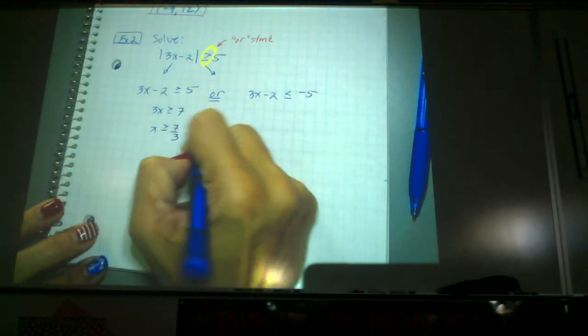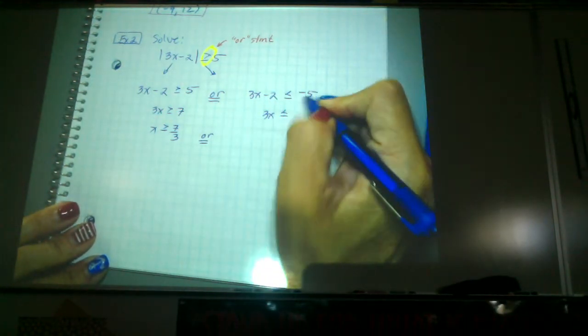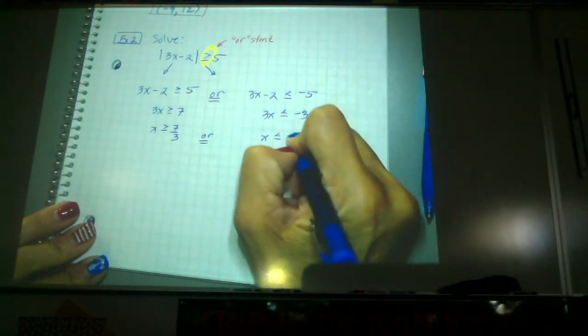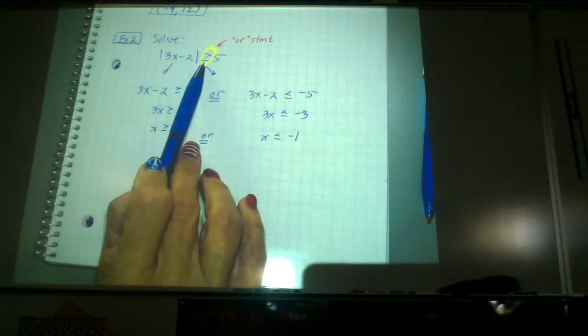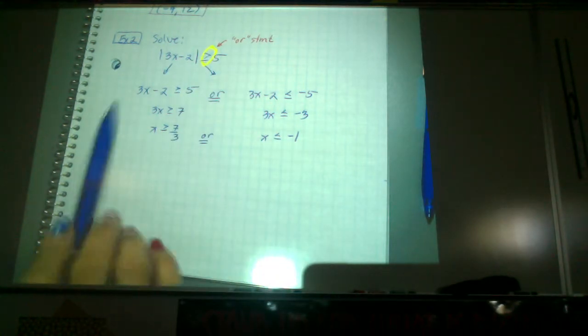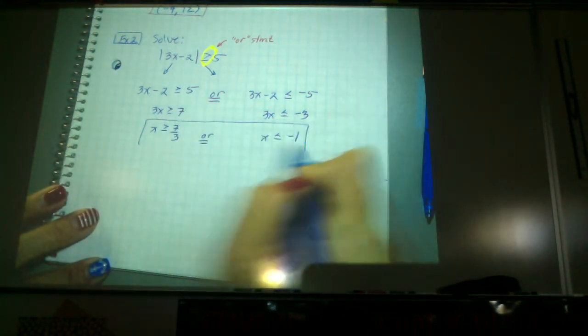Or, don't forget that. On the right side, when you add 2 and a negative 5 gives you a negative 3. When you divide by 3, you get a negative 1. I did not divide by a negative, so I don't flip that inequality. It's an or statement if it's greater than or greater than or equal to. So the minute this is a greater than, it's or. If it's a less than, it's an and. So this would be my algebraic solution.